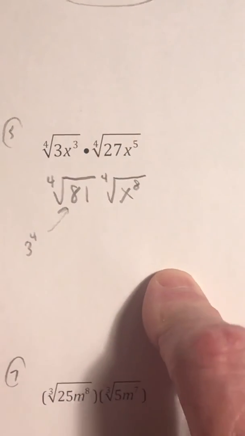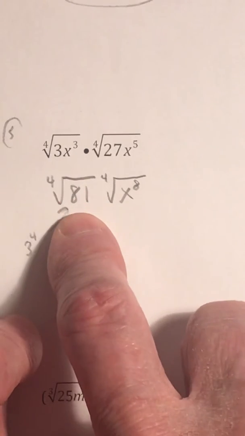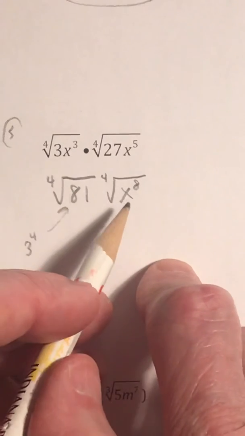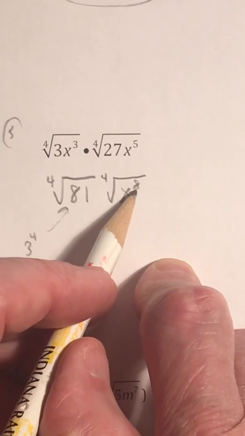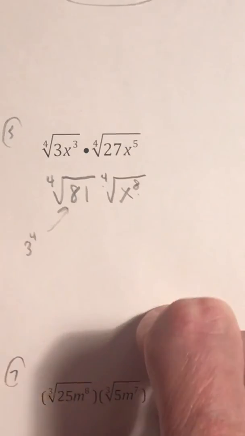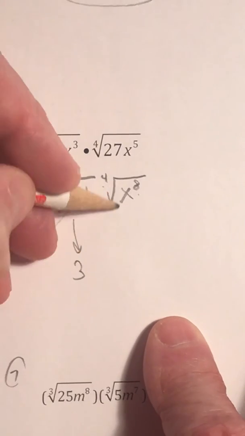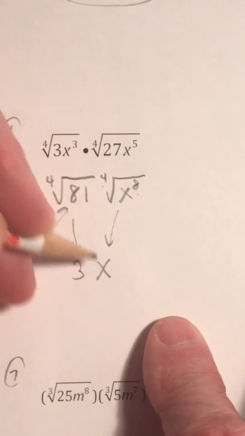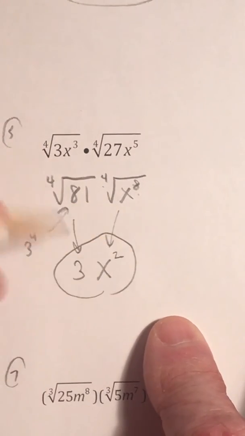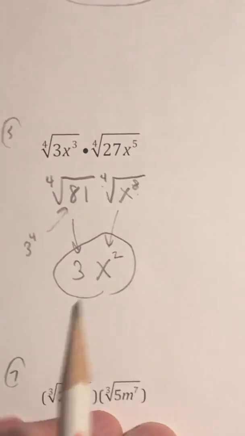So now let's reassess and investigate. For the numerical part, we have a perfect 4th power number. 81 is 3 to the 4th. For the variable part, we want our exponent to be as big as possible and to be divisible by the index 4. 8 is divisible by 4, so we're ready to go. This changes to a plain old 3, and this changes to what? x to the 8 divided by 4 is 2. Final answer, 3x squared. That wasn't too bad.